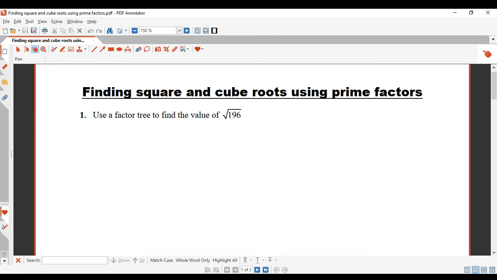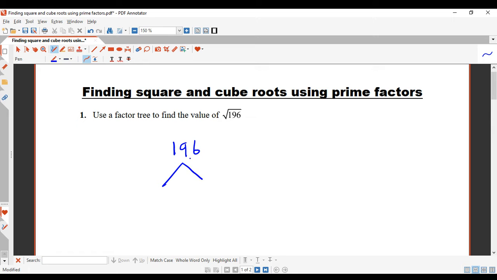Okay, we're going to look at using factor trees to find the square root of a number. So if we just have a look at our first question here, we've got to find the square root of 196. So the first thing to do is to do a factor tree for 196. Okay, so let's break this up into some factors.